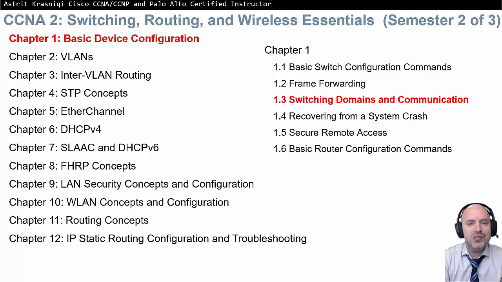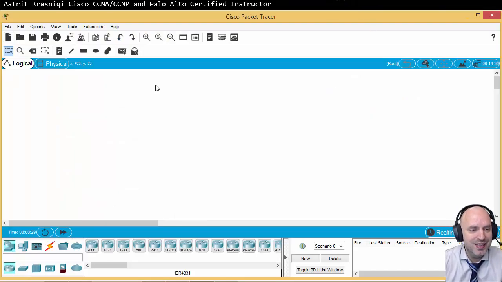Hello and thank you for watching the third lesson of Chapter 1, which is 1.3, Switching Domains and Communications. In this lesson, you will learn about two different types of duplex communications that we have, as well as collision domains and broadcast domains. In this lesson, I'm going to jump straight into Packet Tracer and continue where we left off with lesson 2.